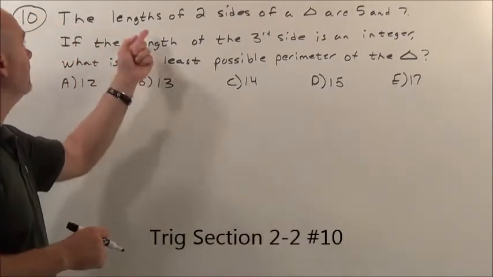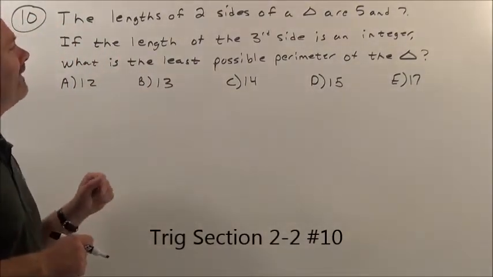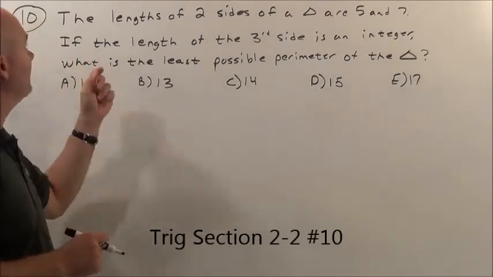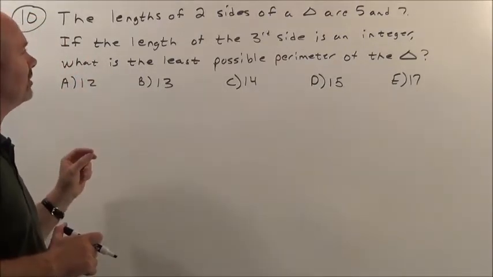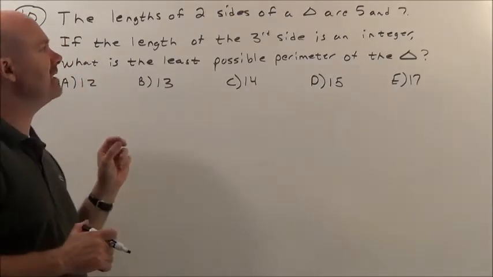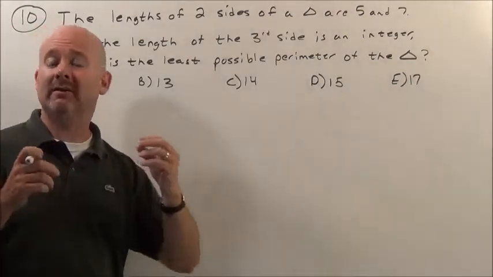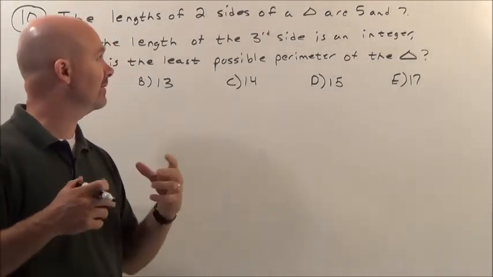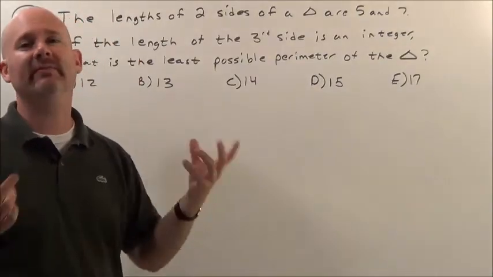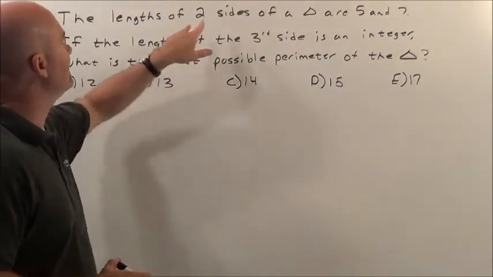Problem 10. The lengths of two sides of a triangle are 5 and 7. If the length of the third side is an integer, what is the least possible perimeter of the triangle? Now first, when you read this type of question, you're thinking, oh my goodness, it's asking all this stuff, I'm so confused. Well, let's start with the first piece.